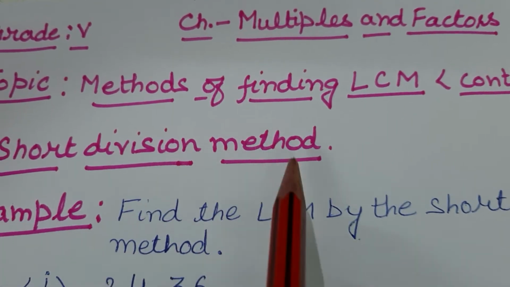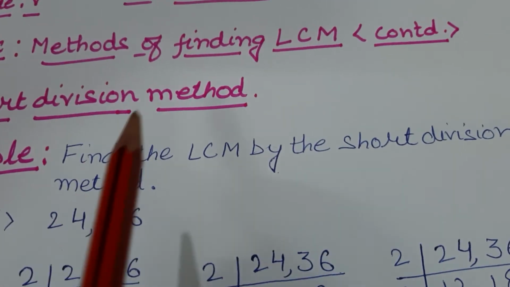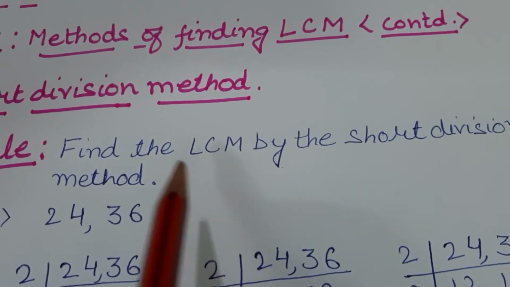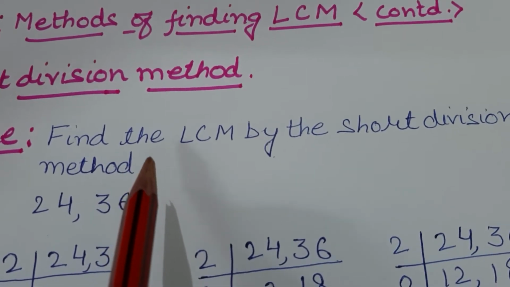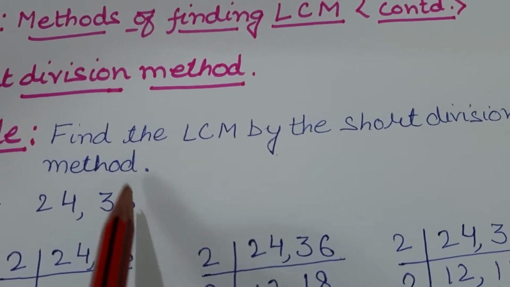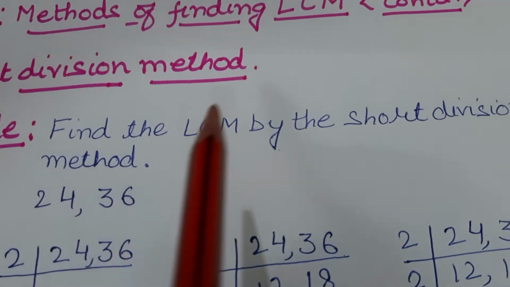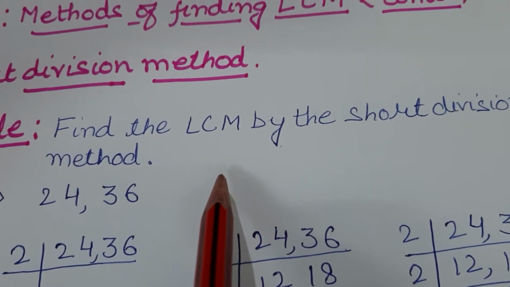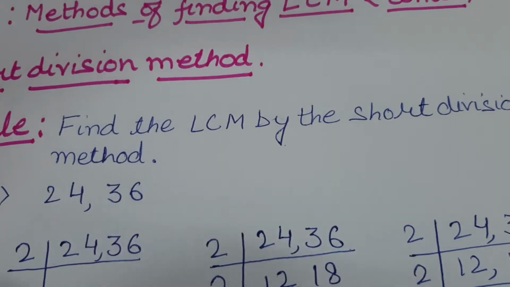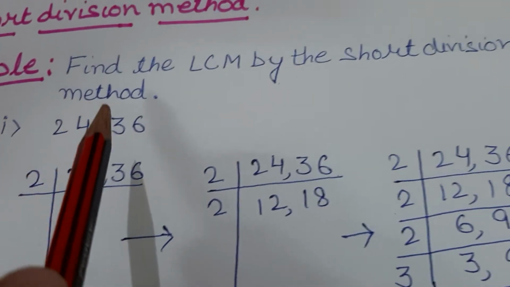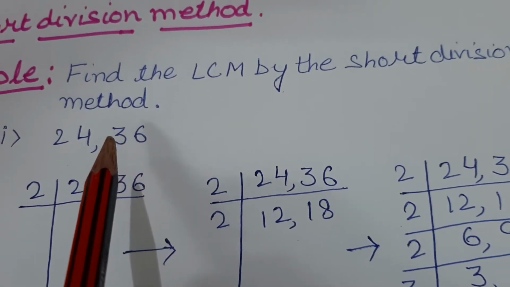To explain this, I am taking an example: find the LCM by the short division method. The short division method is some kind of prime factorization. You know how to find the prime factorization of a single number, but here we will find the prime factorization of two numbers or more than two numbers. Commonly we will find the prime factorization. The method is the same. Suppose I have to find the LCM of 24 and 36 by using the short division method.